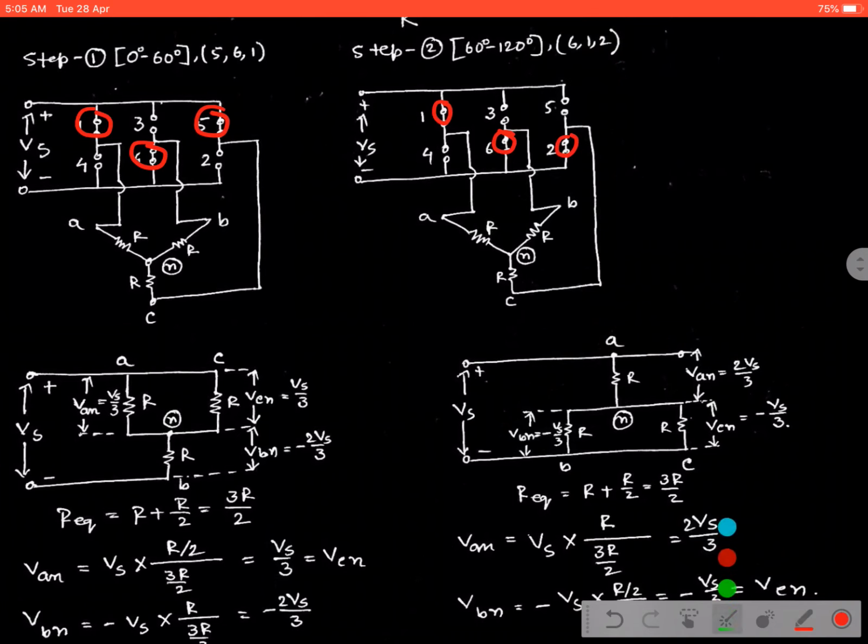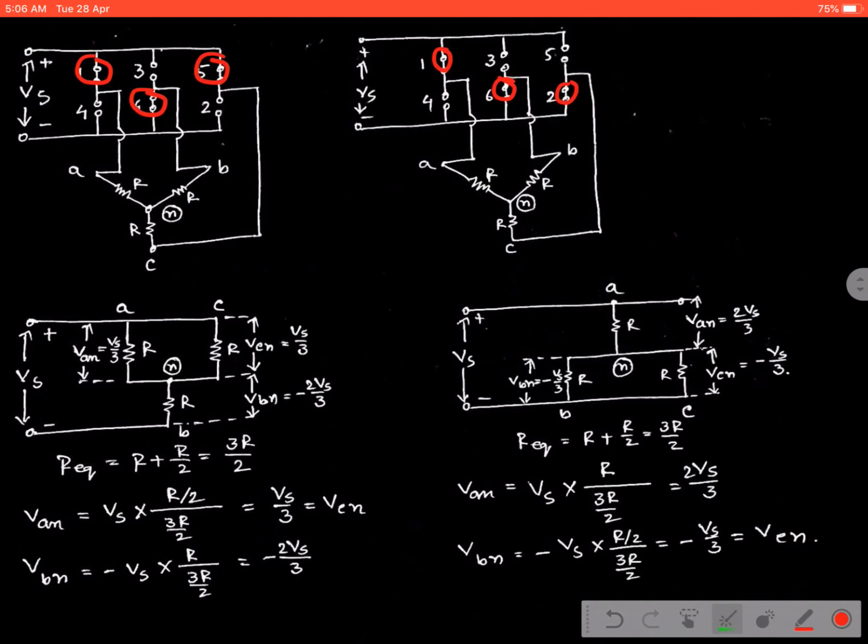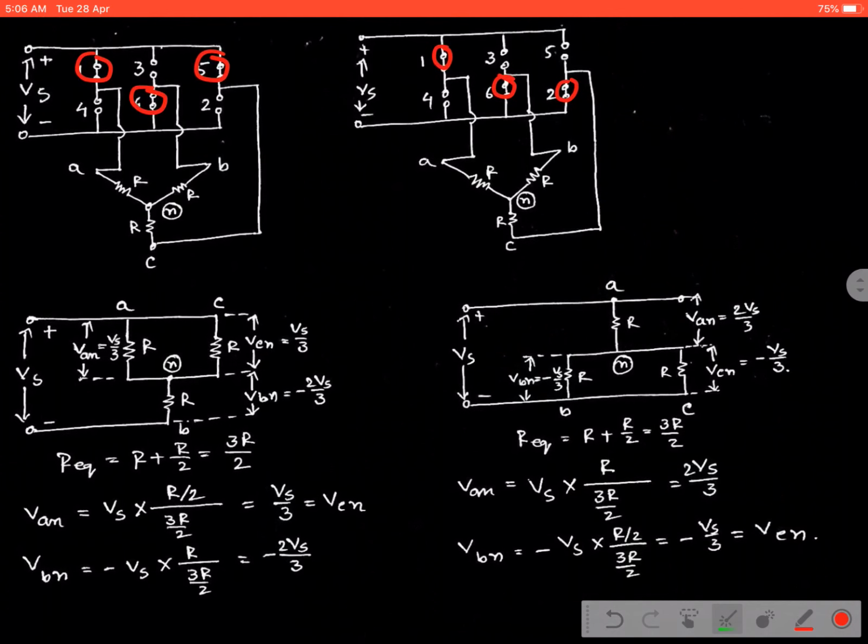Then similarly, we can draw the equivalent circuit diagram during the on state of these particular switches, and it will give this circuit. Okay. In this case, again we can calculate. See, point A is connected through switch 1 to the positive terminal of the supply, and the other part of A is connected through the resistance R to the neutral point. That is why A is connected through resistance to the neutral point.